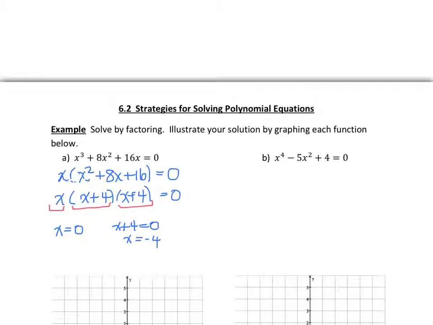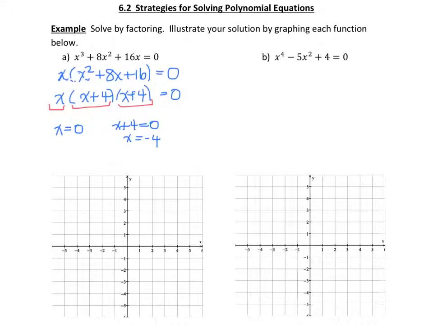Now graphically what that means is those are the x-intercepts. So on the graph of the associated function, I would put my intercepts at 0 and negative 4. Now bearing in mind that this is a cubic function with a positive leading coefficient, I know that x equals negative 4 is a double root. Let's make note of that as well. So because of those factors, we know that this graph looks something like this.